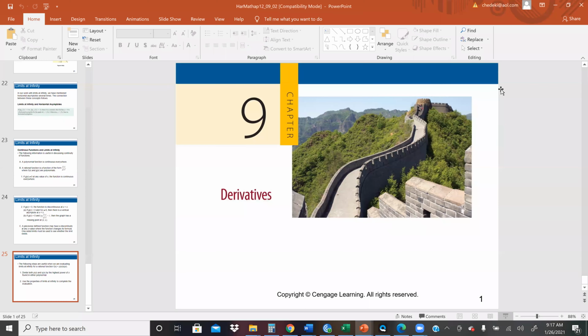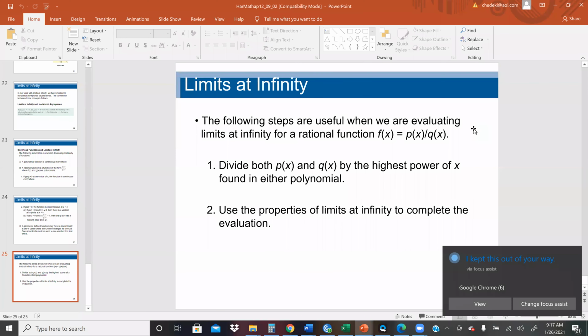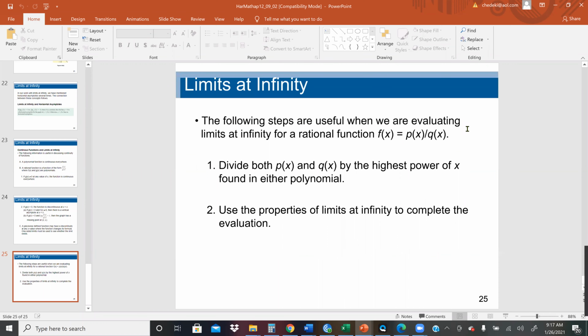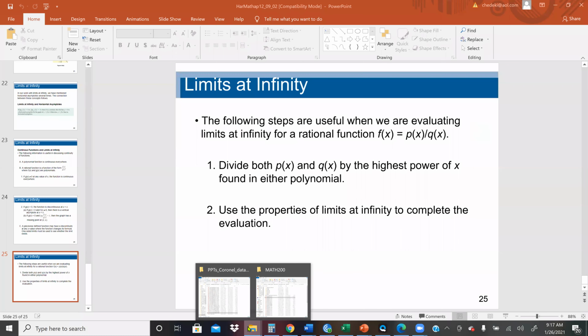So that will be the conclusion for 9.2. Wait for a few seconds if we have any questions before we move to 9.3.